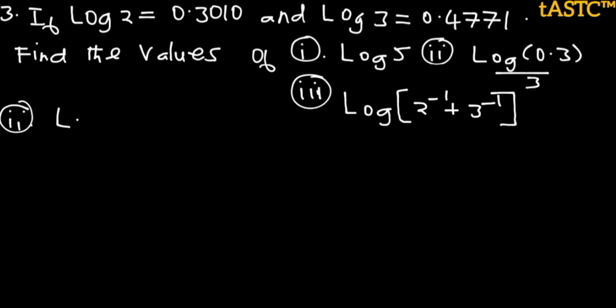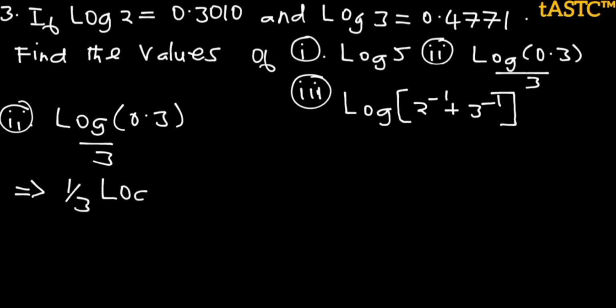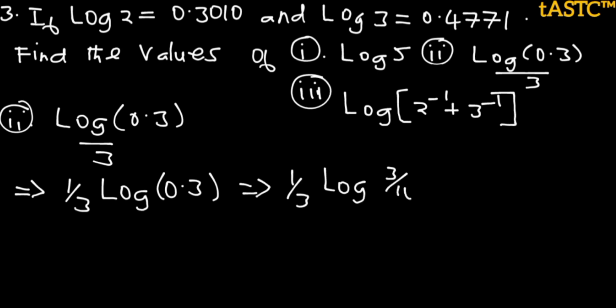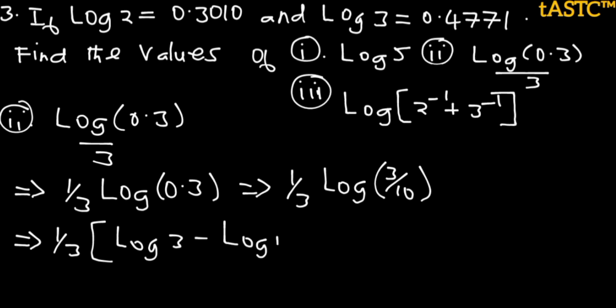So the next one we have log 0.3 all divided by 3. Now I could express this in this form. This is 1 over 3 multiplied by log to the base 10 of 0.3. Now we know that 0.3 is the same thing as 3 divided by 10. So this is going to be a third multiplied by log of 3 divided by 10. So this will be log to the base 10 of 3 minus log to the base 10 of 10.